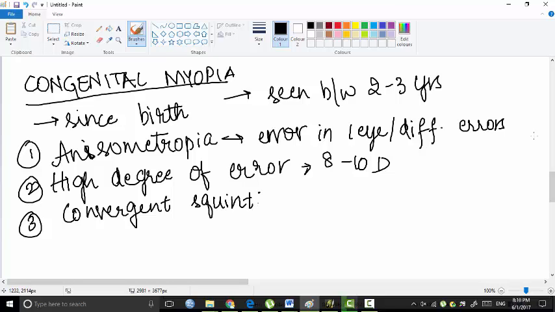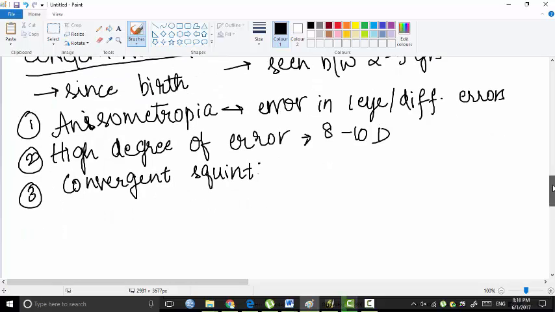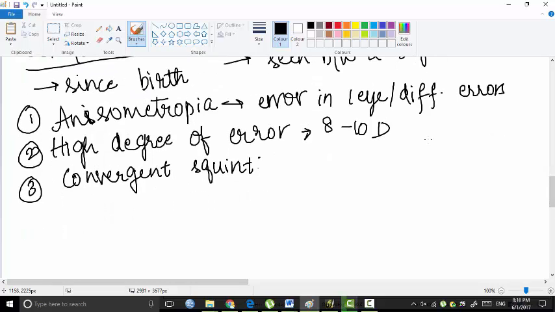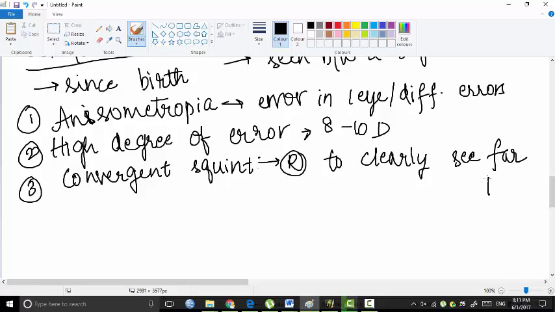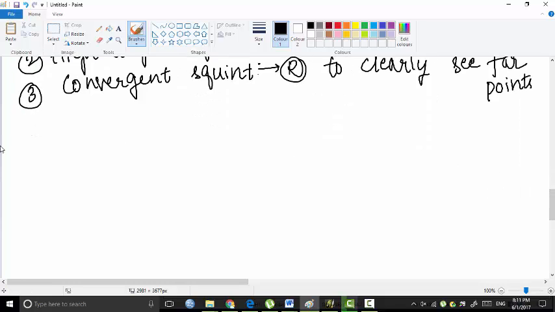This is because, in order to see far objects, continuous accommodation results in this convergent squint. The reason why it develops is to clearly see far points. This may develop convergent squint.